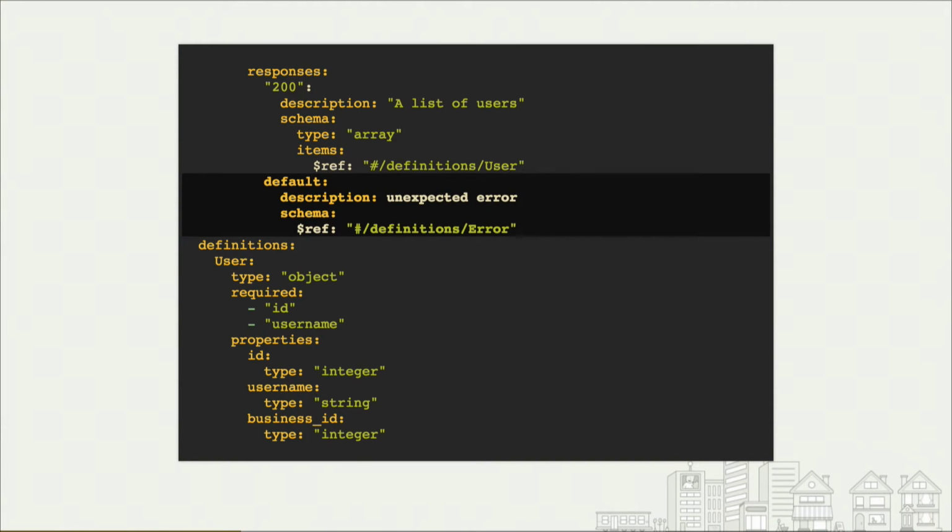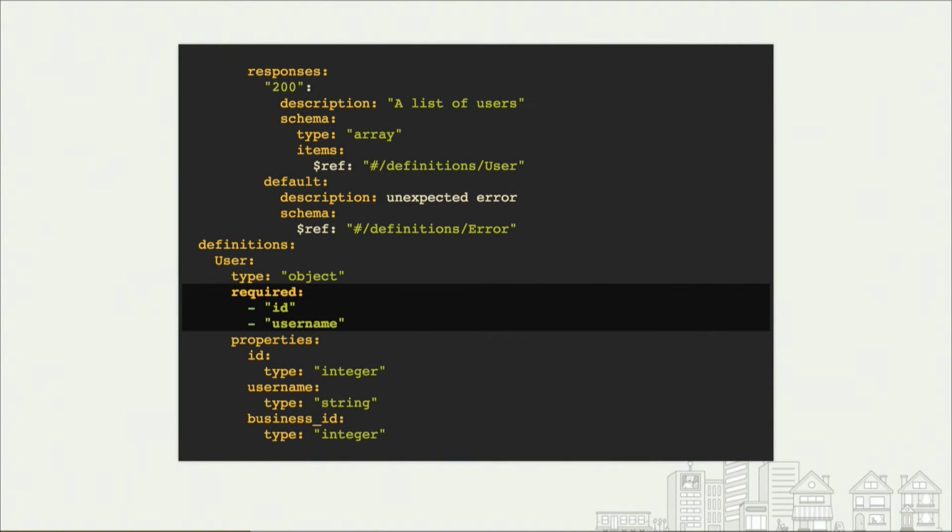There's a default response I'm defining here, which applies in all other cases. So in the non-200 response status code, it references an error definition object, which I left out so as not to make this too long. So let's get to the definition section real quick.